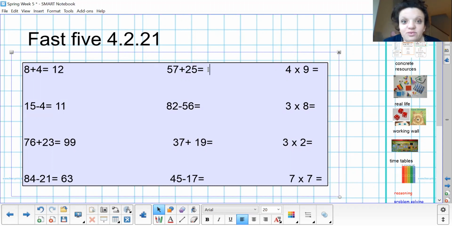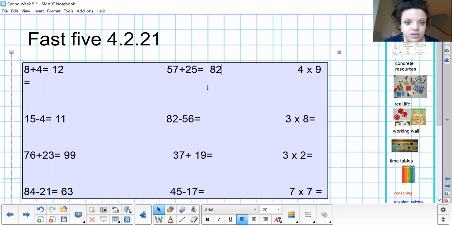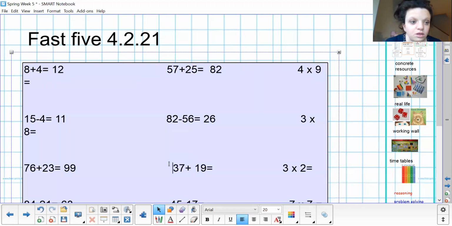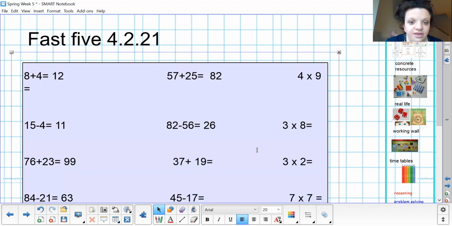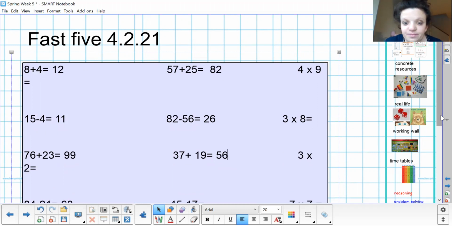57 add 25, so we've got 57 add 20, we're going to get 77, add the 5 is going to be 82. 82 take away 56, we've got 82, we're going to take away the 50, so we're going to get 32, and then we're going to take away the 6, we're going to get 26. Okay, 37 add 19, so we've got 37, we're going to add 10, we're going to get 47, add the 9, we're going to get 56.